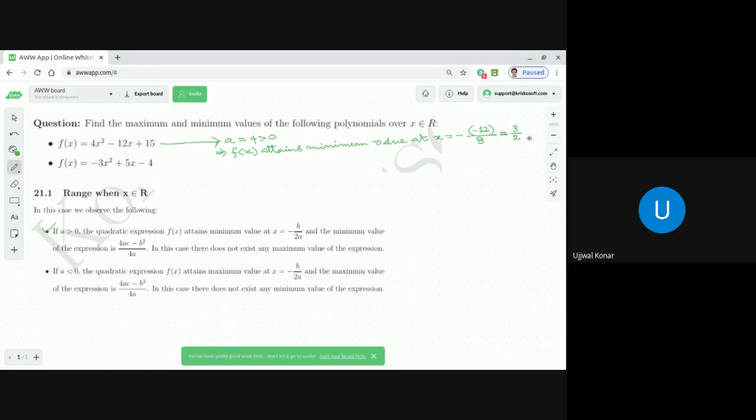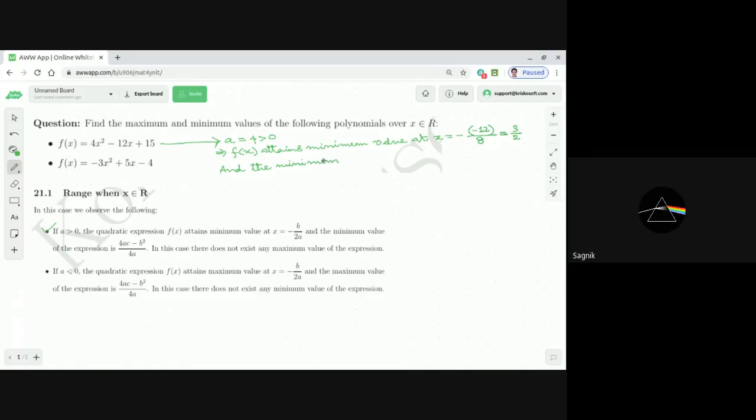So one thing we found is that at x equal to 3 by 2, fx is attaining its minimum value. And what is that minimum value? If you recall, dear students, from this theory, it is 4ac minus b square by 4a. And the minimum value is, dear students, all of you are able to hear me properly? Yes, sir. So then do it actually. I'm expecting that. So is it 6? Fantastic. Very good.